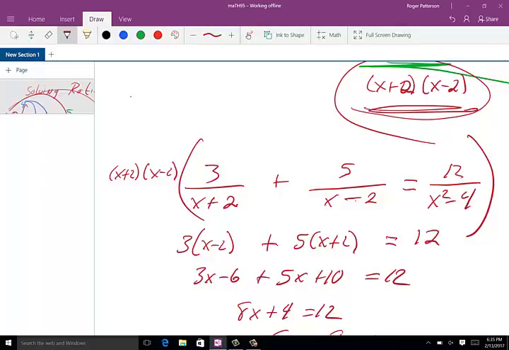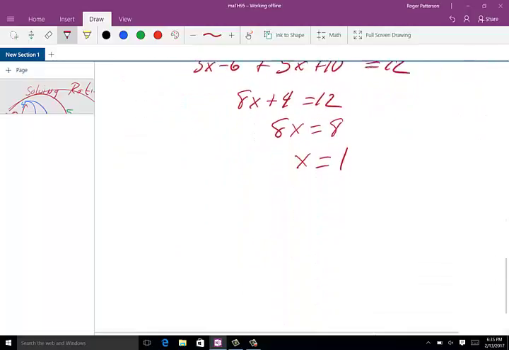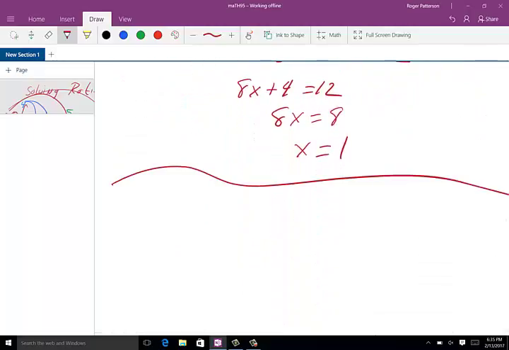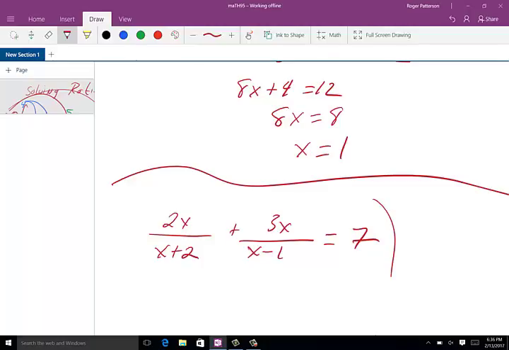Okay, let's try. Let's go with 2x over x plus 2 plus 3x over x minus 1 equals 7. So we'll do one like this. And so what is our common denominator? What are we going to multiply this one by?